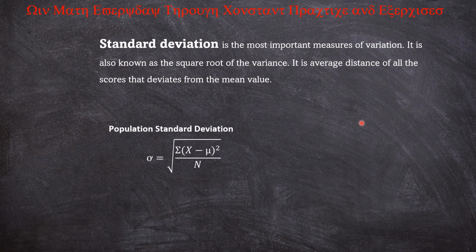Now, population standard deviation. This is just the formula of the population variance, but we take the square root on both sides of the equation. Then the sample standard deviation: again, from S squared, it becomes S because we take the square root on both sides of the equation. So what remains on the left side is just the S.